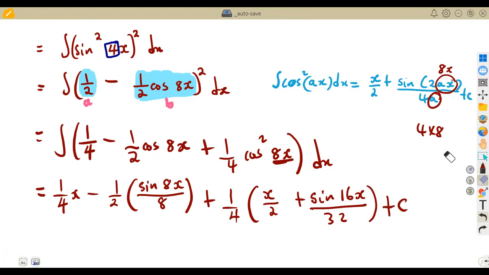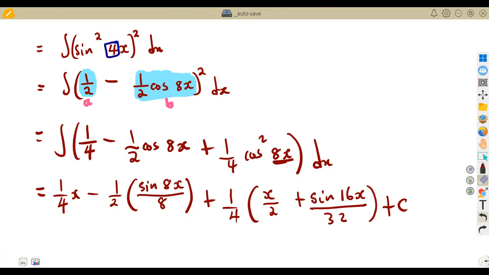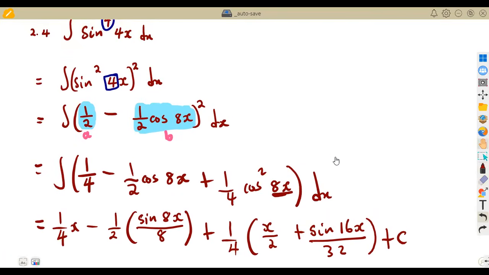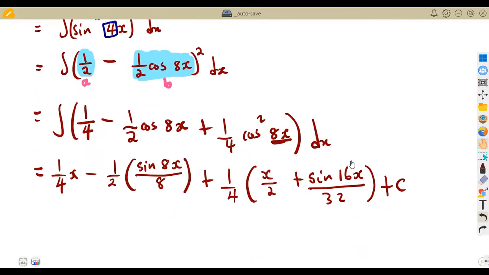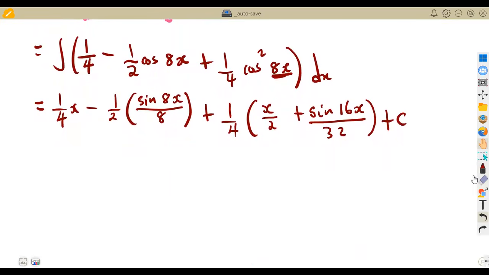So that's it. We have integrated everything like that, plus the constant of integration. Just like that, we have integrated. So you see, if you understand your formula sheet, it is going to be much, much easier.